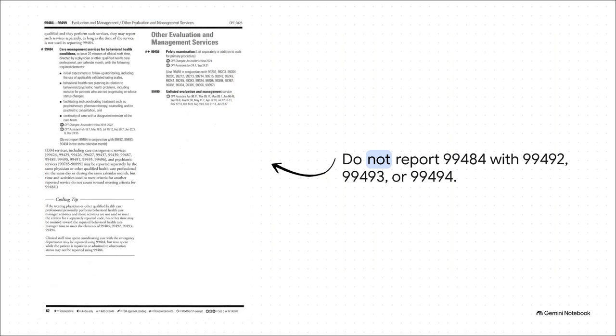And when it comes to general BHI versus CoCM, the guidelines are crystal clear. Do not report 99484 in conjunction with 99492, 99493, or 99494 in the same calendar month. You cannot bill both the general BHI code and the specialized CoCM codes for the same patient at the same time. You simply have to choose the model that best fits the patient's current acuity.